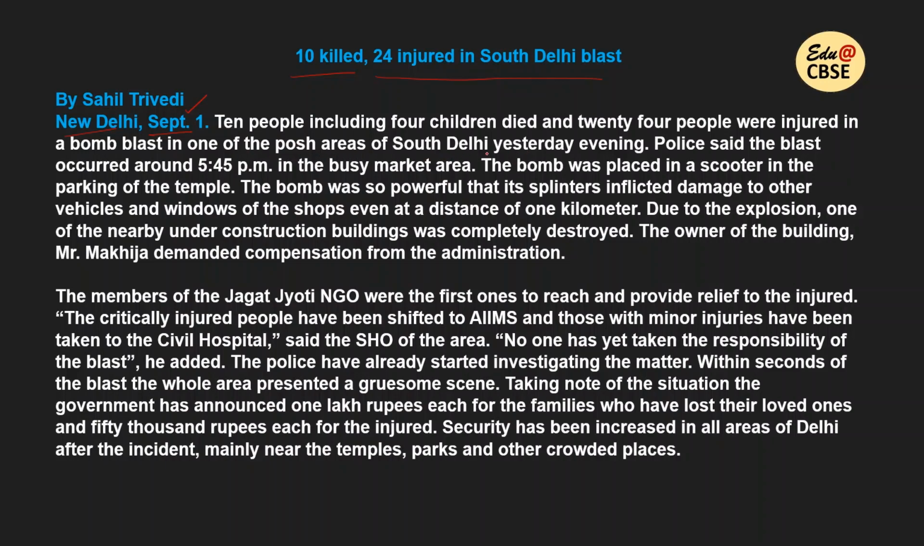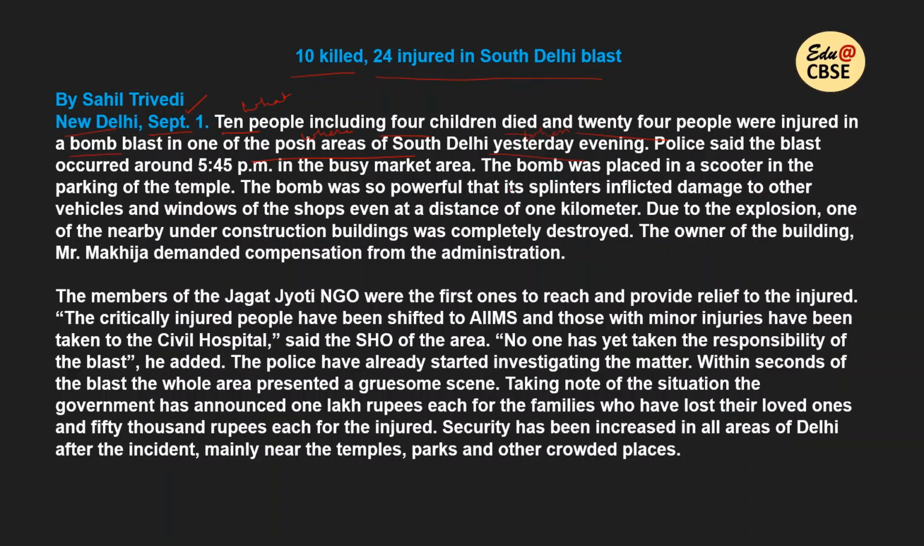So the first line, how many questions is it answering? What happened? 10 people, including 4 children, died, and 24 people were injured. What had happened? A bomb blast. Where? Posh areas of South Delhi. When? Yesterday evening. So these questions are answered in the first line itself.